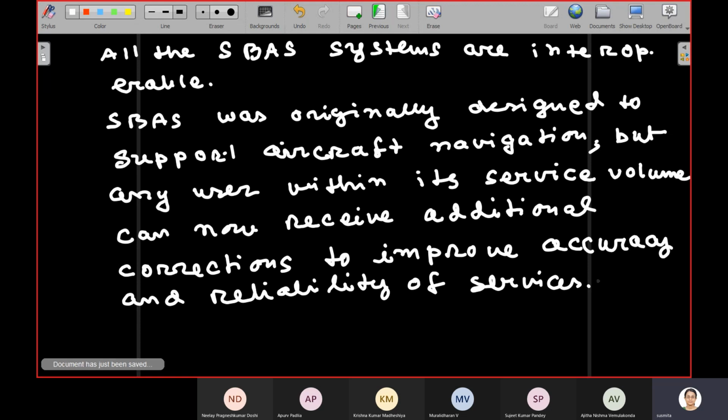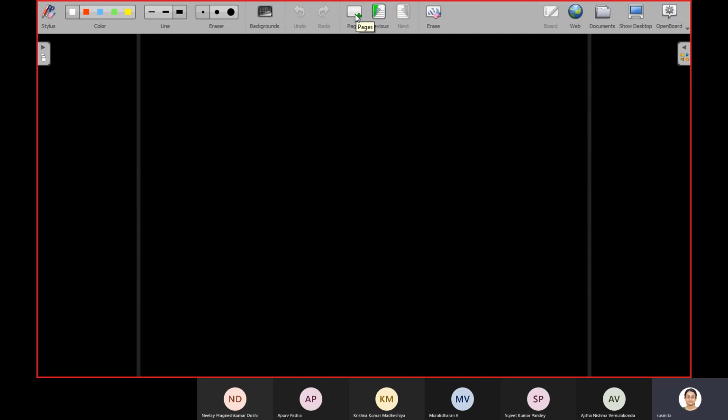So these are all different GNSS systems. Now we also discussed that a GNSS system has 3 segments. Any question after this point? Okay, a GNSS system has 3 segments. Each of the systems, even the augmentation system, also has these 3 segments.